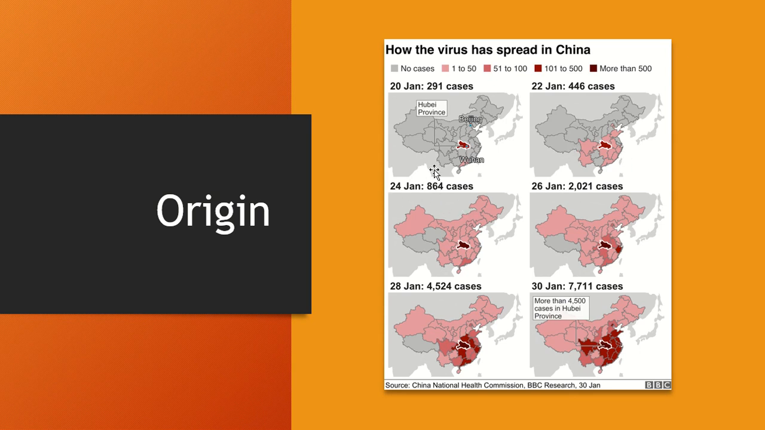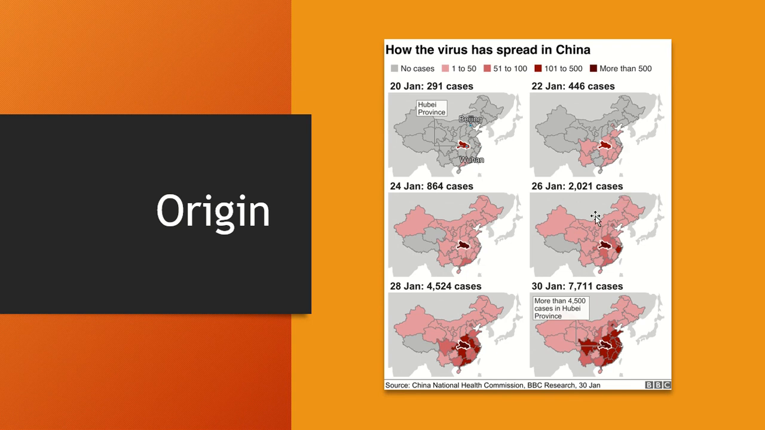And January 24th, there were 864 cases. So as you can see, this color means like 1 to 50 cases. So in all of these places, there were 1 to 50 cases. And in this one, in Wuhan, there were more than 500. And then this one right here, I don't know what it is. There are 51 to 100 cases.